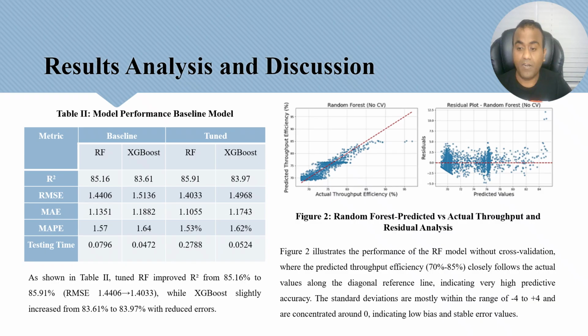It is the random forest without cross validation, where the predicted throughput efficiency closely follows the actual values along the diagonal reference line. So what it is saying is that whatever we predicted, and the actual throughput efficiencies of 70 to 85, closely follow each other, almost 85%. It's correct, based on the random forest, with plus or minus 4 as the range of deviation.